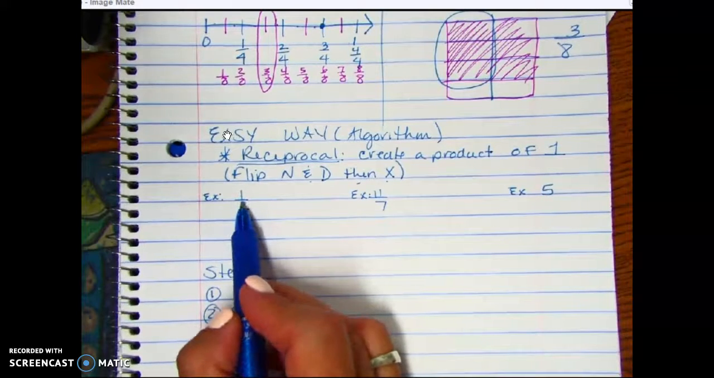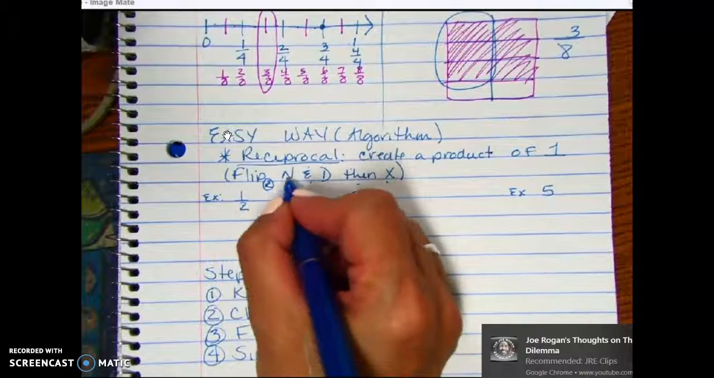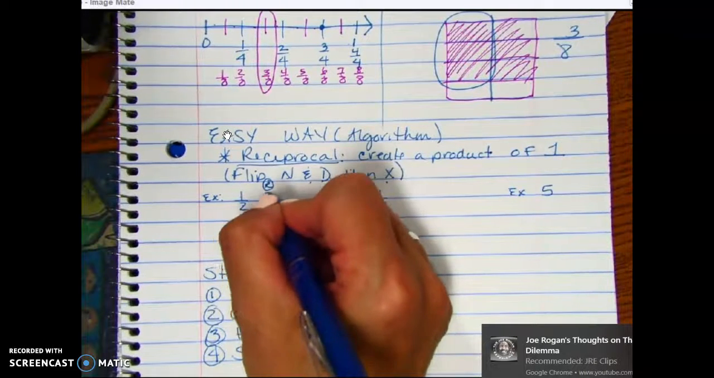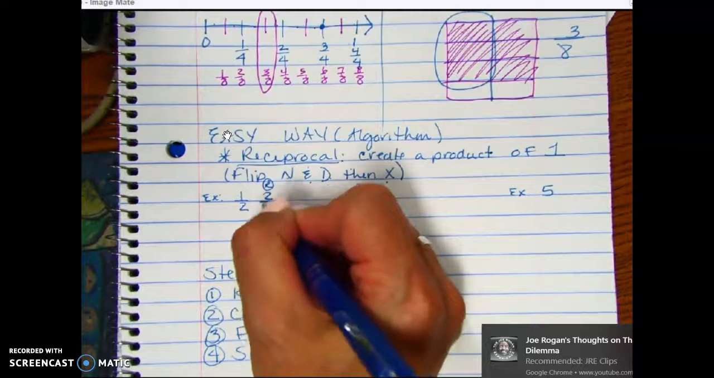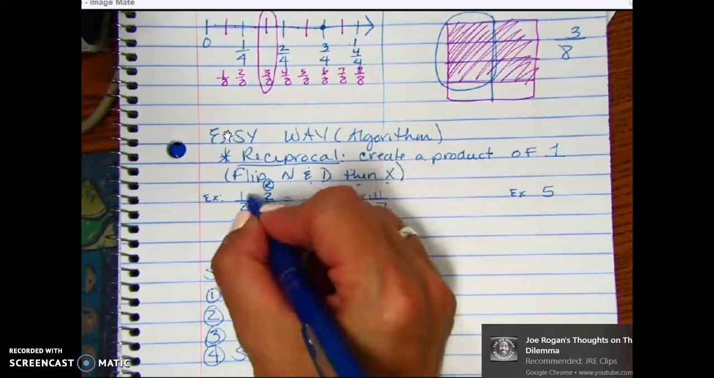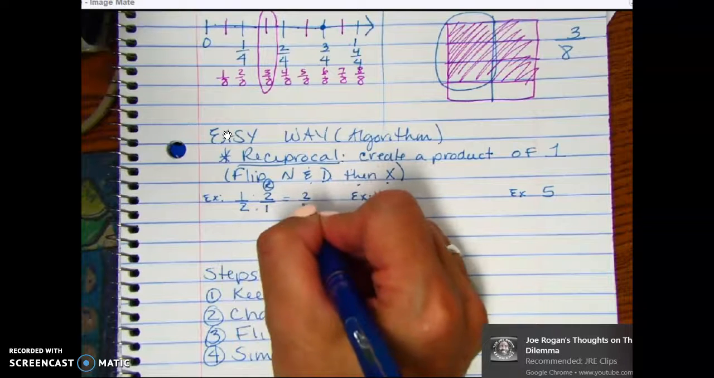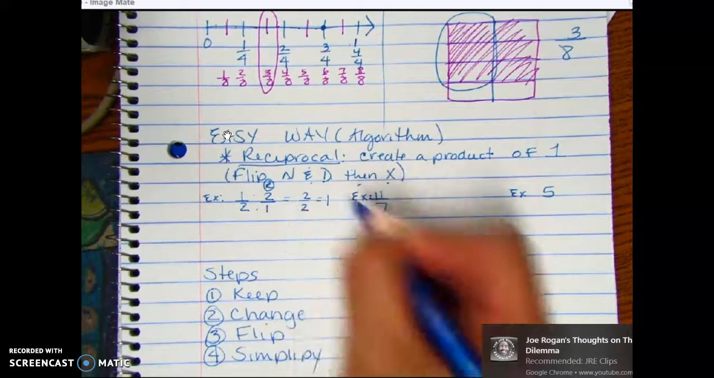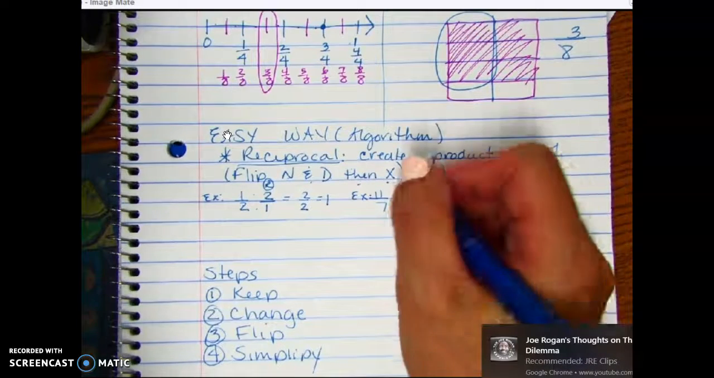So here, I want to make the reciprocal of 1/2. Flip the numerator and the denominator, so it becomes the denominator, then the numerator. That is the reciprocal. Does it become a product of 1? Well, when I multiply 1 times 2, I get 2, and I multiply 2 times 1, I get 2, and that does equal 1. So yes, that does prove that it's creating a product of 1.